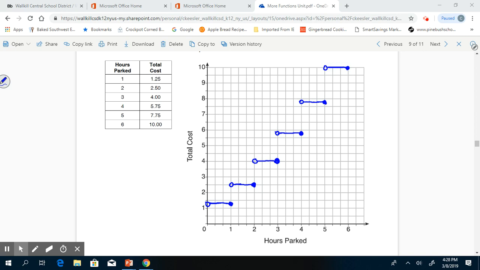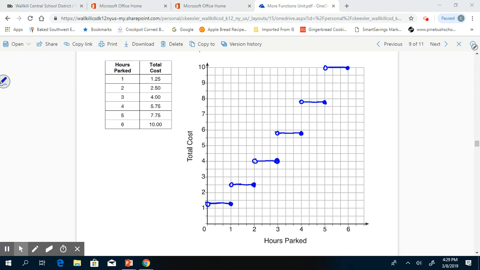So if you're parked for 4.5 hours, you're going to be charged $7.75. If you're parked for 1 hour and a quarter, or 1 hour and 15 minutes, you're going to be charged $2.50, and so on. So this graph can be used to help you see how you would be charged. Then underneath it asks, how does the cost to park change over the 6-hour period?